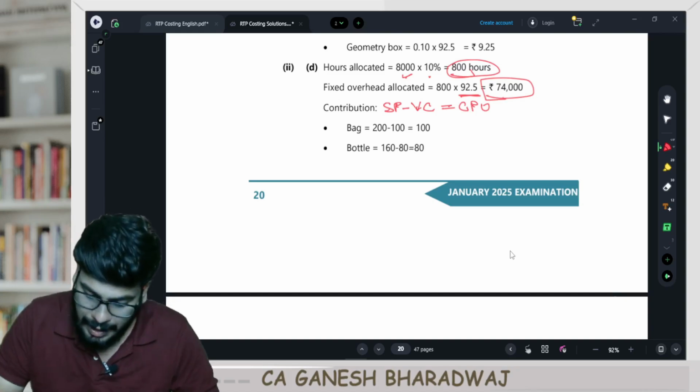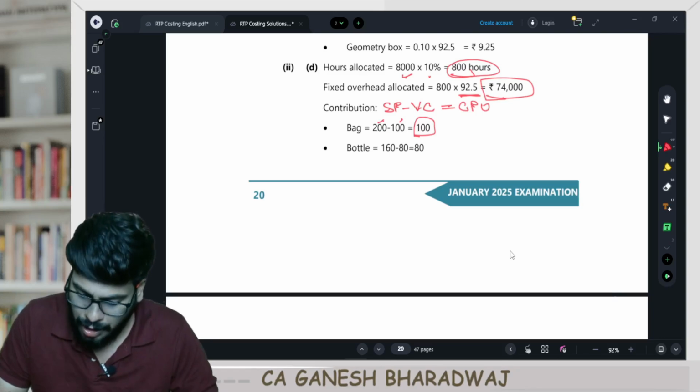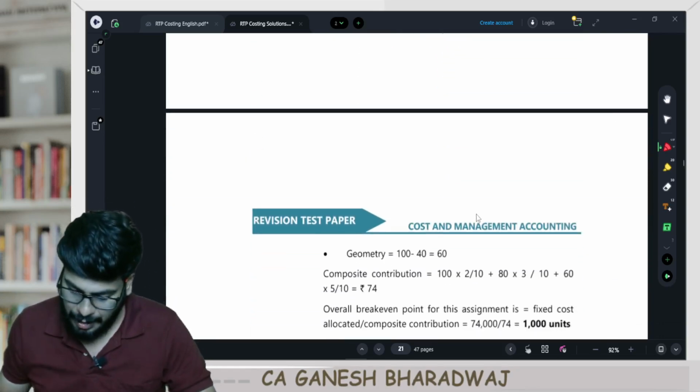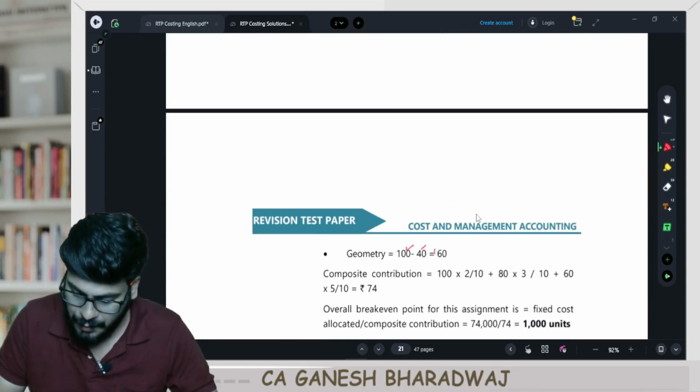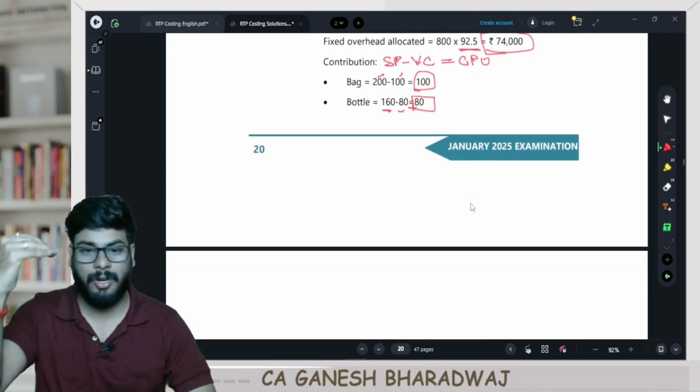For school bag, it is 200 minus 100. So 100 rupees is the contribution per unit. For water bottle, it's going to be 160 minus 80. It's going to be 80 rupees per unit. And similarly, for geometry box, it's going to be 100 minus 40, 60 rupees per unit. So we now have the contribution per unit for each of the products.